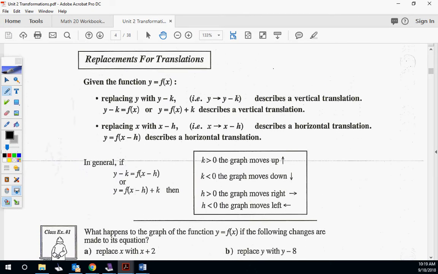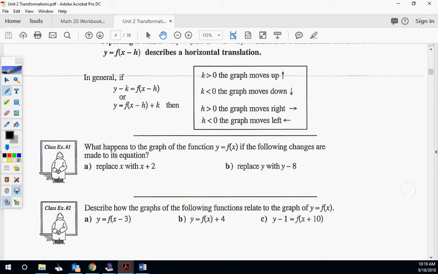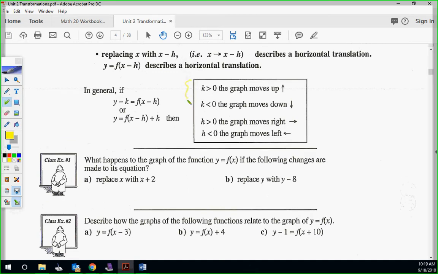Okay, so replacements for translations. So you have your y minus k and your x minus h. So your y minus k is your vertical translation. So if you're trying to add a vertical translation, you could add a k or minus a k. Same thing for replacing a horizontal. Okay, and so here's kind of your legend. This is kind of your legend of movements. So you can just kind of keep that in your back pocket if you ever forget, if you need reference.